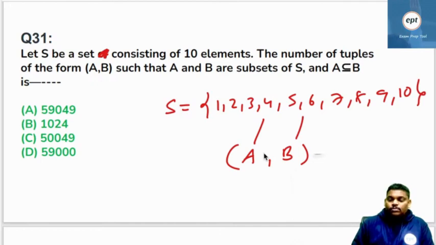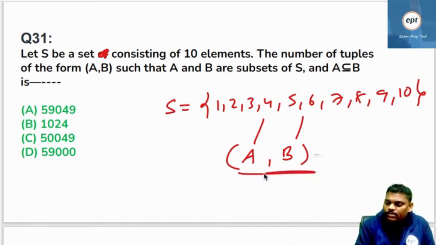The number of tuples means how many ways you can select like this from S, two subsets A and B. But the condition is A and B are subsets of S, that is one condition. And one more thing is A is a subset of B. A is a subset of B means comparing A and B, B is bigger or equal, but A is a subset of B. So what is the answer?